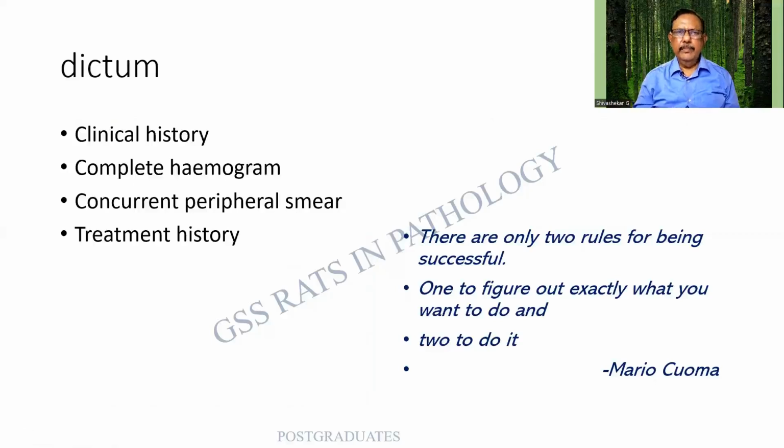Always, it is a dictum: look for the clinical history, a complete hemogram, the concurrent peripheral smear, and the treatment history. There are only two rules for being successful: one, to find out exactly what you want to do, and two, to do it. Mario Cuomo.